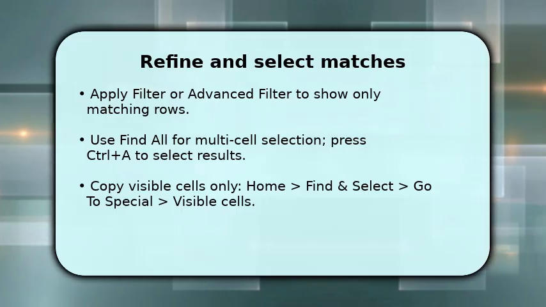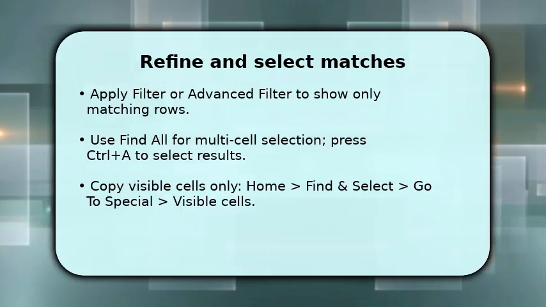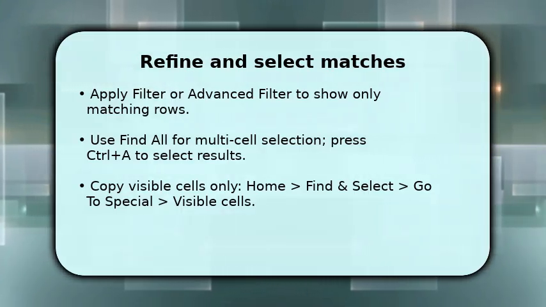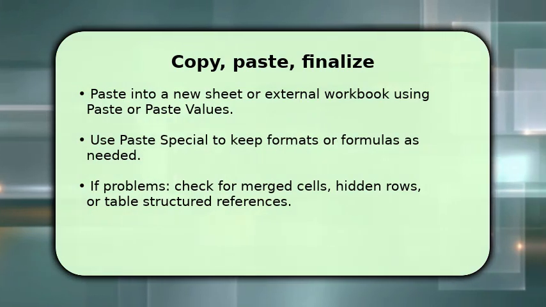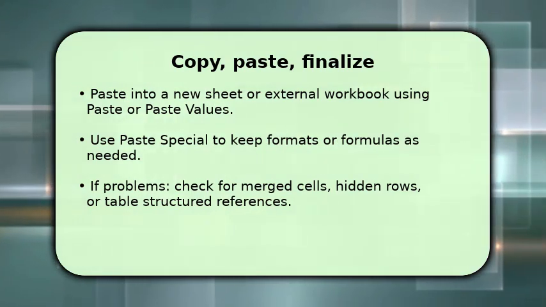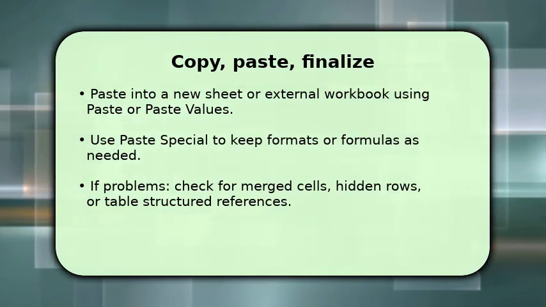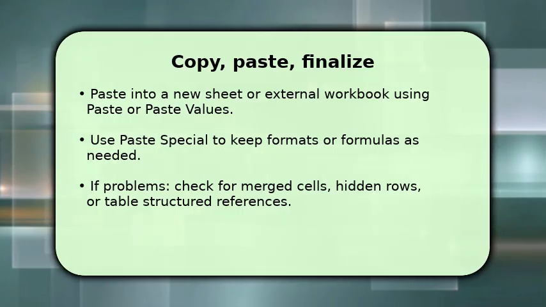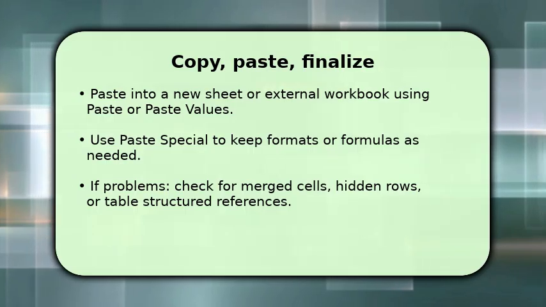With visible cells selected, press Ctrl+C to copy and go to your destination, either a new sheet or another file. When pasting, choose Paste Values to avoid unwanted formulas or Paste Special to keep formatting or column widths. Make sure column headers align and check ranges after pasting.